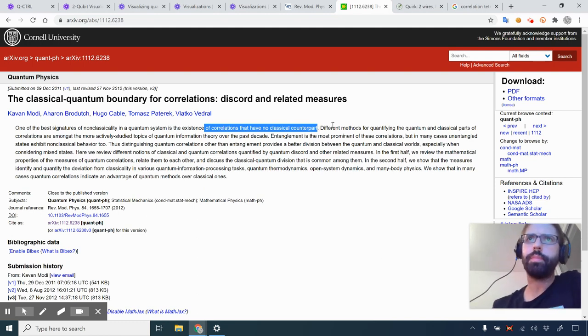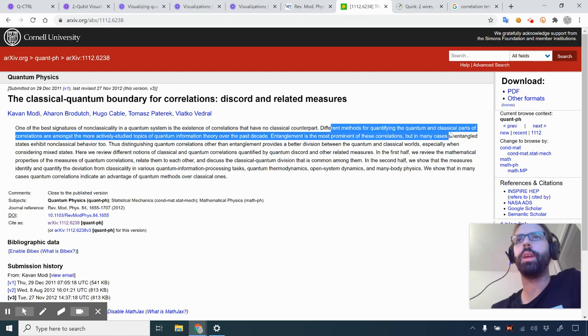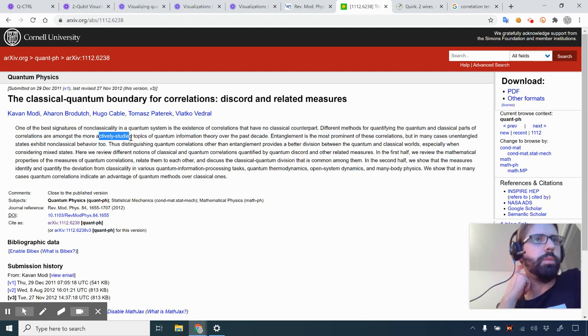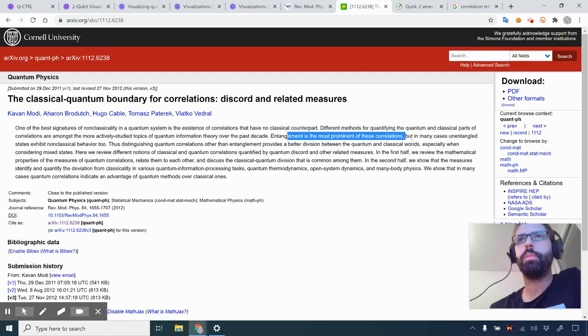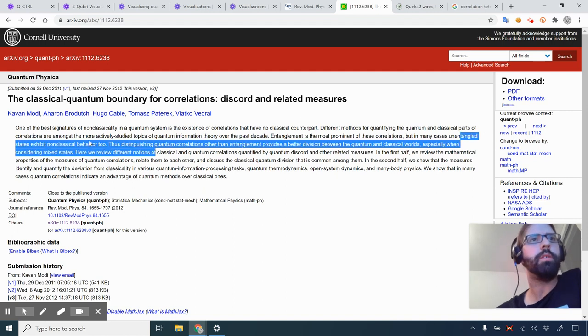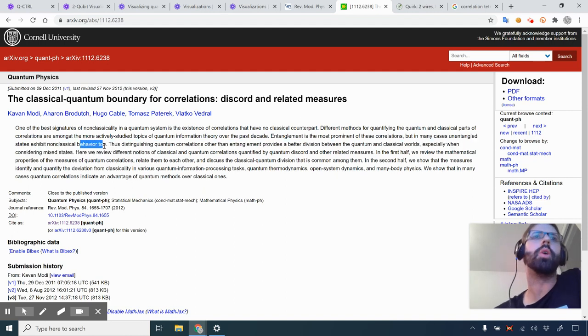So different methods for quantifying the quantum and classical parts of correlations are amongst the more actively studied topics. So this is from 2011, though, this paper, is it? Over the past decade, entanglement is the most prominent of these correlations. Okay, so there are many other correlations which are not entanglement. But in many cases, unentangled states exhibit non-classical behavior, too. Okay, so I didn't know.